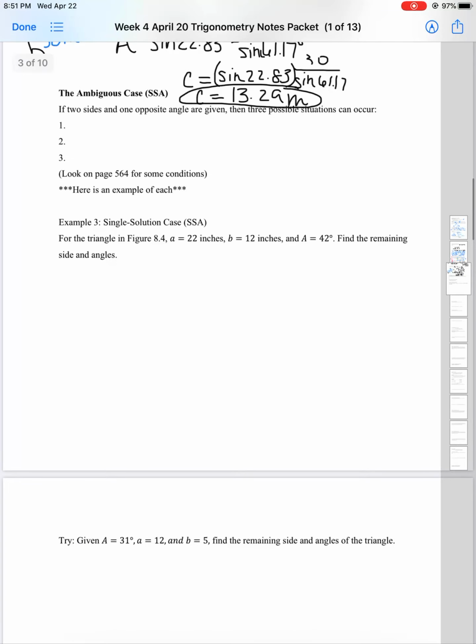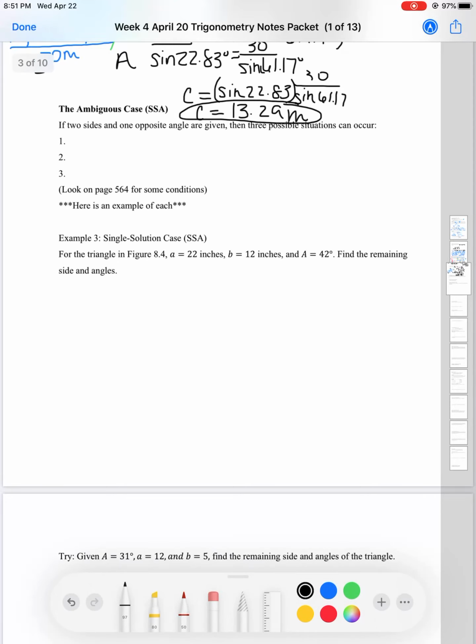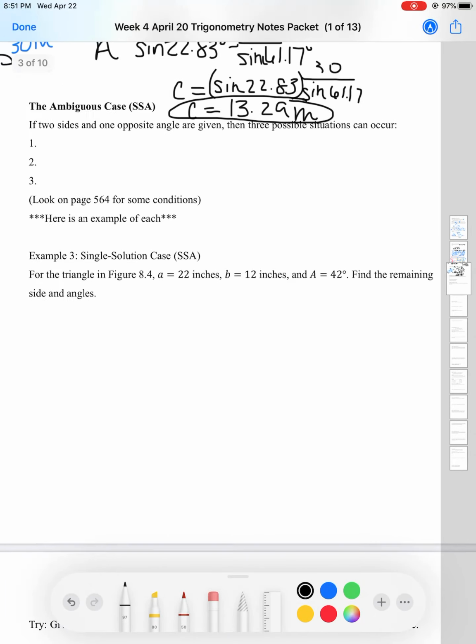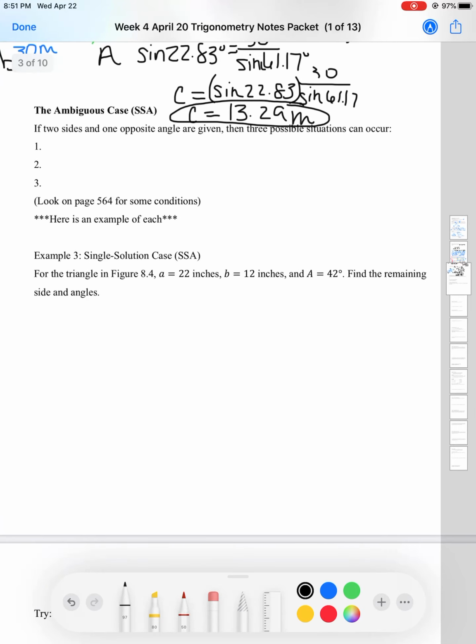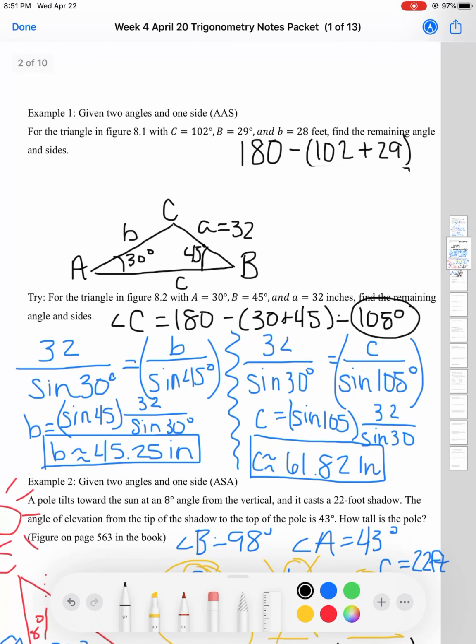Okay, guys, so we're going to start with the ambiguous case, which is when we have two sides and an angle, but the angle is not sandwiched in between the two sides. So that's what the SSA means. So there's three cases for this.